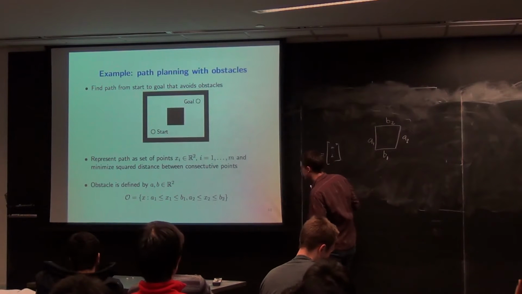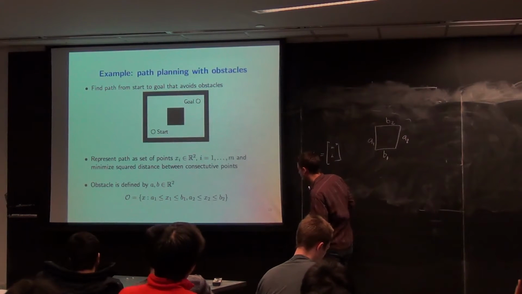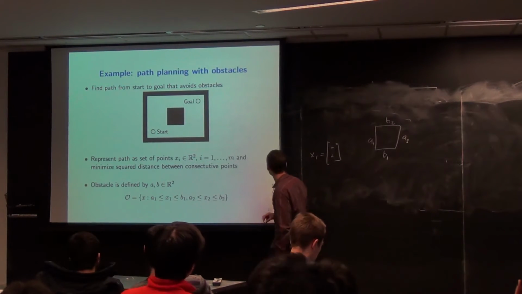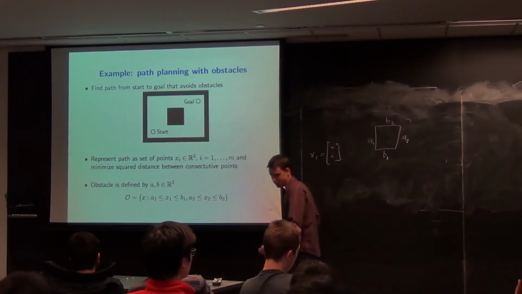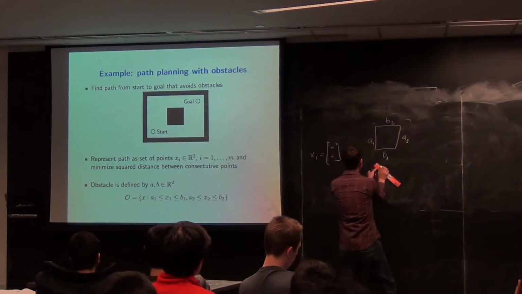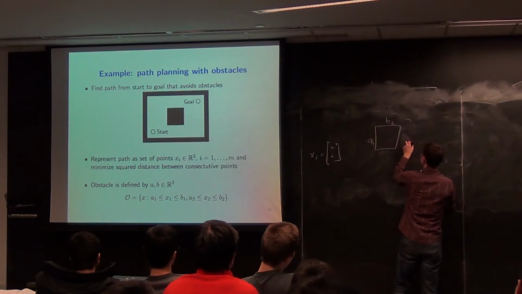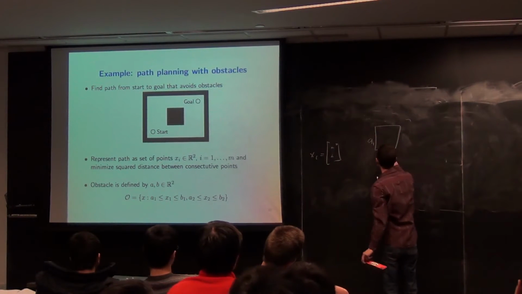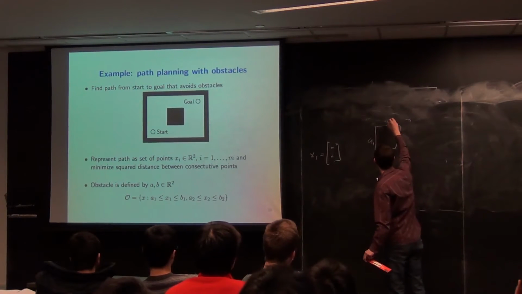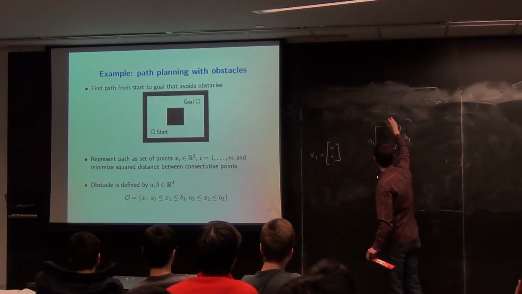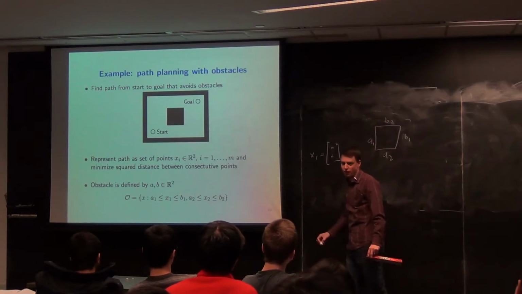Am I getting that right, actually? Okay, I might have swapped these. Sorry about that. It doesn't matter, but let's go with what I have on my slides. a2 is the minimum x-coordinate, and b1 is the maximum x-coordinate, and b2 is the maximum y-coordinate.